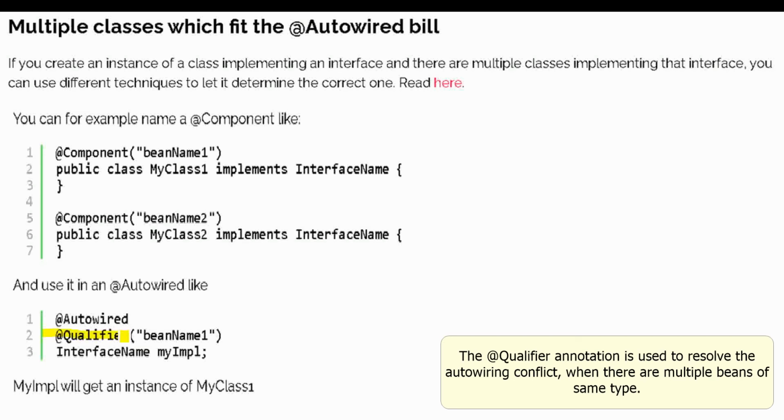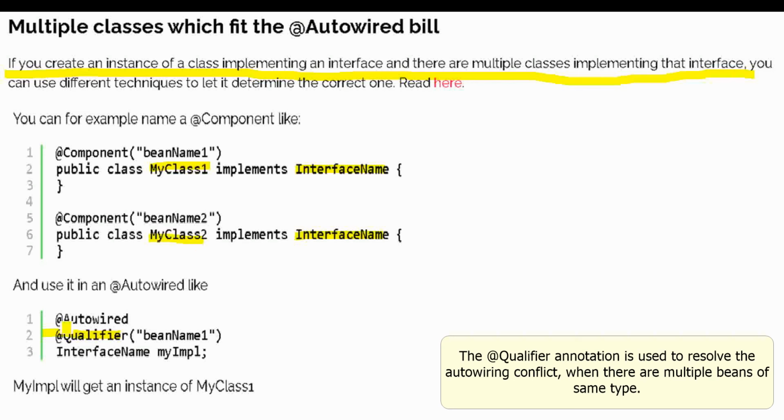Here the main thing we are going to see is @Qualifier. So let's take this example. If you create an instance of a class implementing an interface, and there are multiple classes implementing that interface, what I mean is here we have an interface, and this same interface is implemented by two classes, MyClass1 and MyClass2.